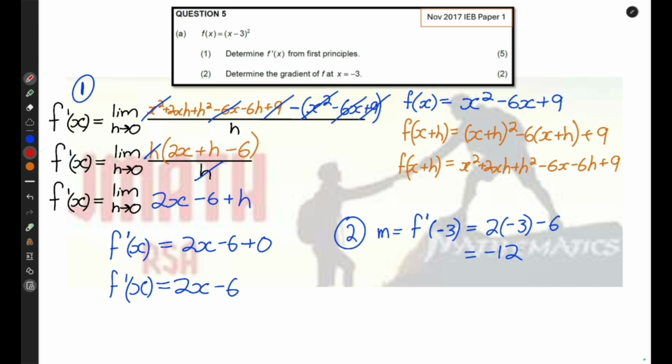Okay, let's see where we would get our marks. So you'll get a mark for getting your f(x+h), subbing in correctly, taking h out as a common factor, and then subbing in your limit and getting the final answer. For question 2, you would get your marks for knowing to sub in minus 3 in the place of x, and then for getting the answer.